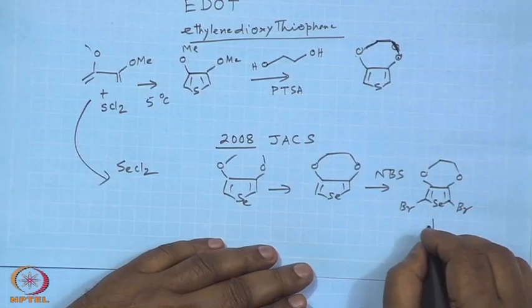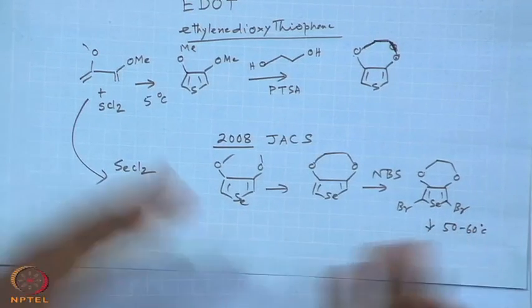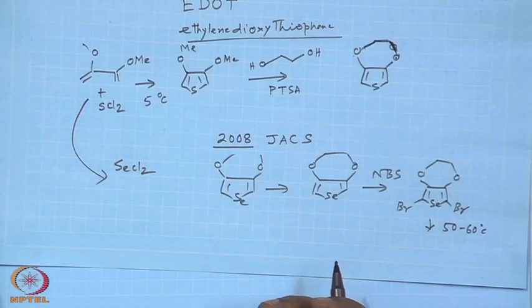Just if you heat it around 50 to 60 degree centigrade, it undergoes polymerization that they wanted. That means polyselenophene they wanted, and of course it gives improved properties, etc. So, that is the reason why it is published in JACS.